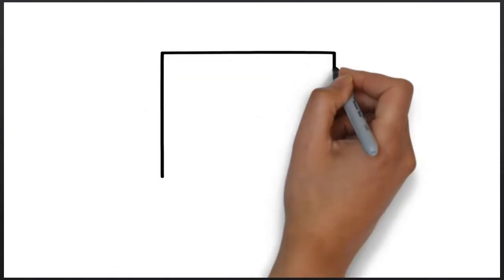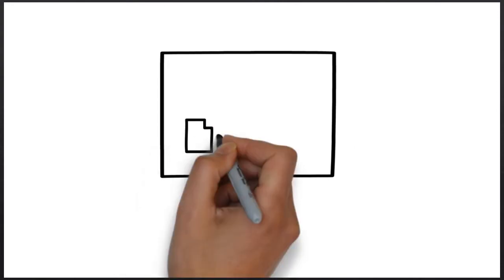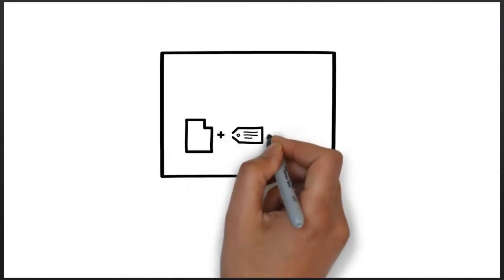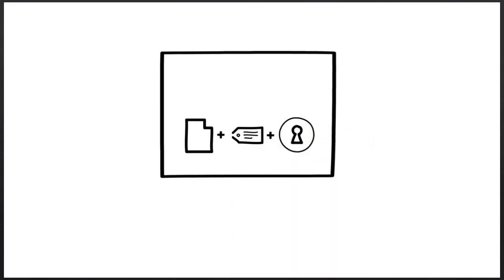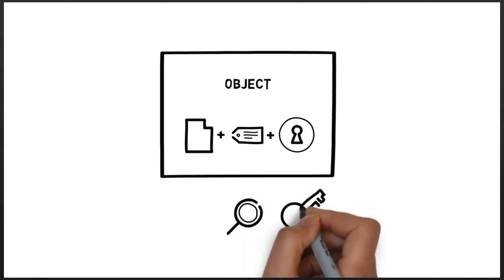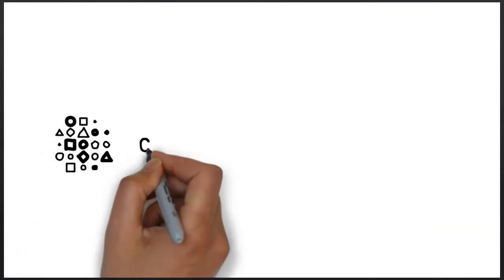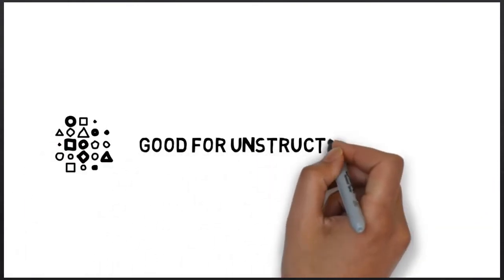Data is stored in the form of an object, which is made of the data itself, usually a standard file, associated with rich metadata fields and a unique key. Contrary to what happens in a file system hierarchy, objects are stored in a flat namespace and can be retrieved by searching metadata or knowing the key. This is also why object storage is considered a very good option for storing large sets of unstructured data.